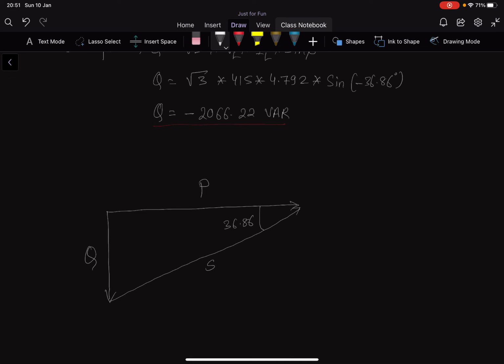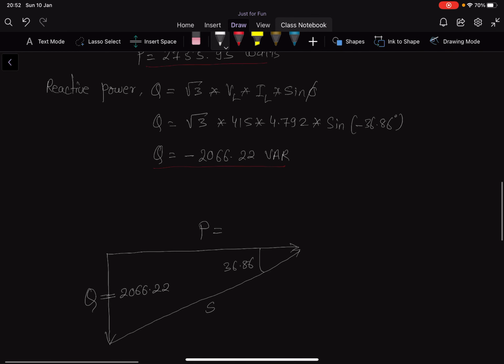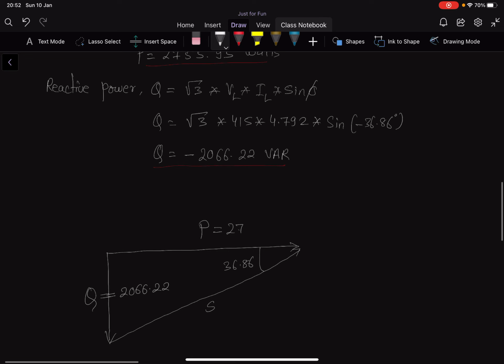This is the value which you have just calculated, 2066.22 var. It's negative, that's why I have drawn it down, and this value here is simply what we have calculated, 2755.95 watts.